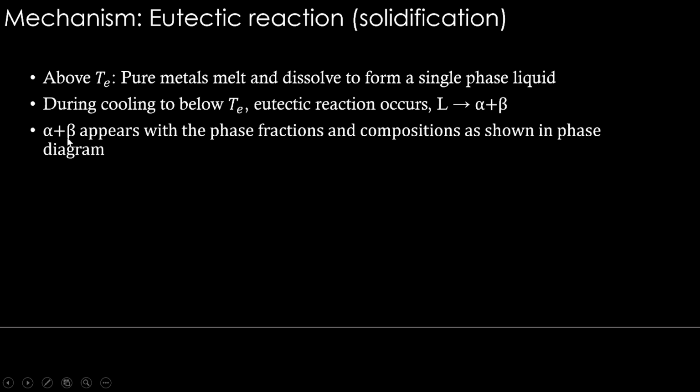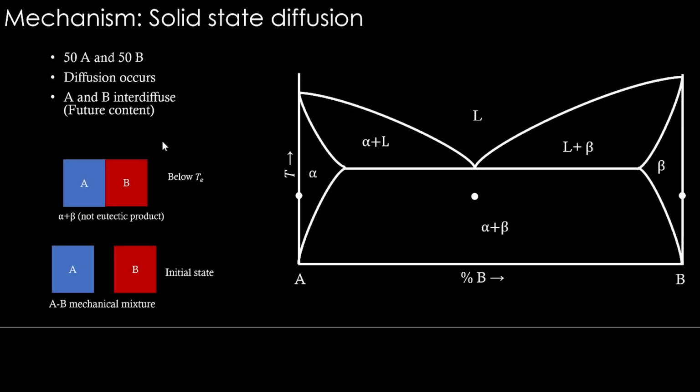So this last sentence you can focus on. This is just the information from the phase diagram. Okay, we are going to repeat that after the next example as well. So this is the next one, where the same final state will be achieved by solid state diffusion. Okay, we are going to take 50A 50B again.